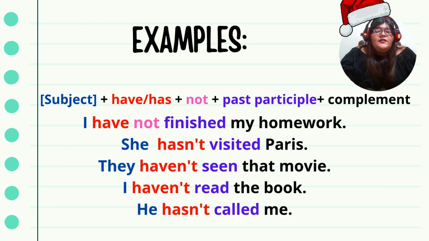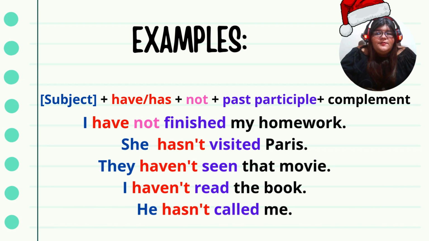So now guys, let's see the negative structure. Subject plus auxiliary verb have and has plus not plus the past participle of the verb plus the complement. I have not finished my homework. If you see here, I didn't contract haven't or hasn't. I used it in the base form of not, right? But then I decided to contract it for you to get used to it.